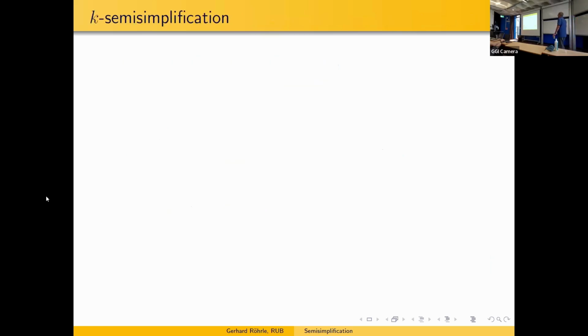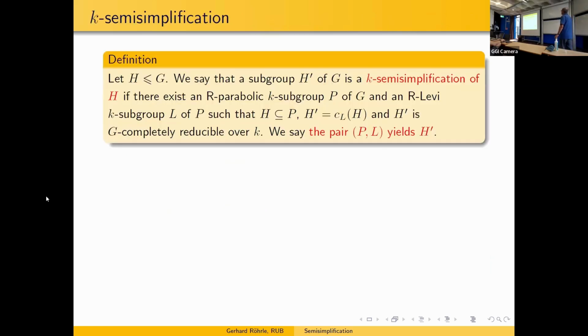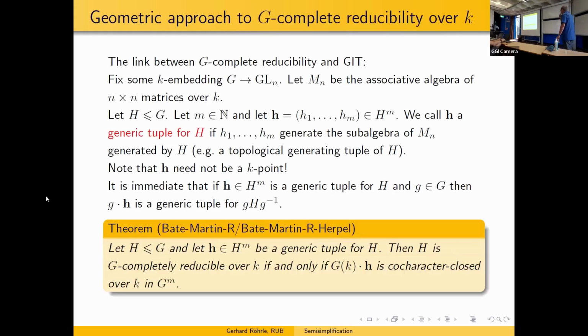Okay? And so in the algebraic setting, it's completely reducible over K if and only if this orbit is Zariski closed. So this is the connection between the geometry and the representation theory. This is an extremely powerful tool. Okay, so that's the first part. So what about semisimplification now? What does this have to do with that?